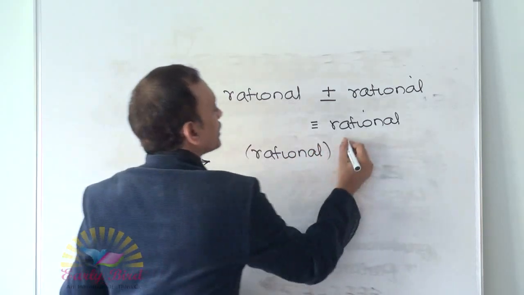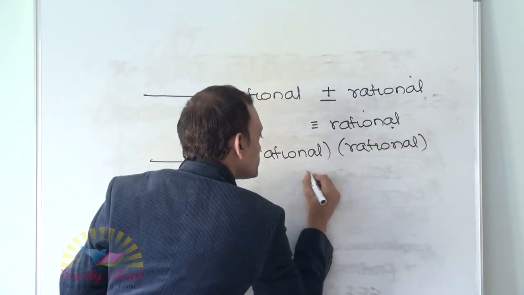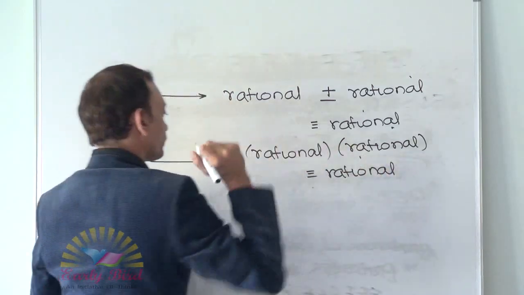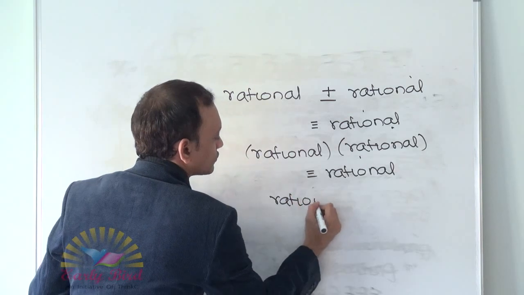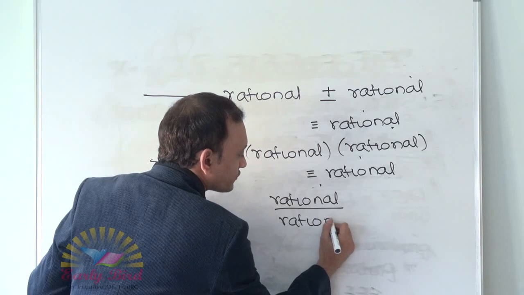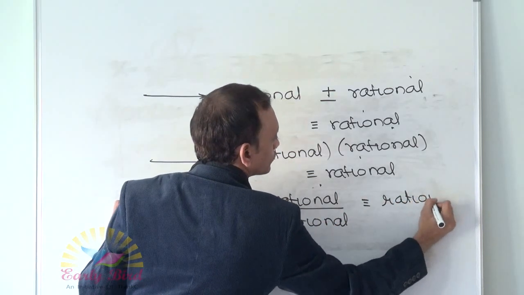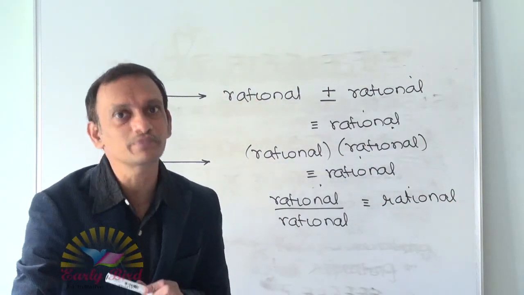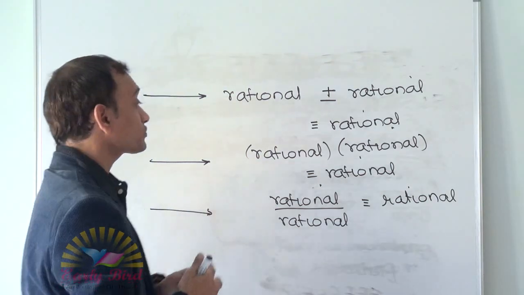Product of two rational numbers will always be a rational number. Ratio of two rational numbers will always be a rational number. These are some of the properties I want you to explore independently and feel convinced that this is true.